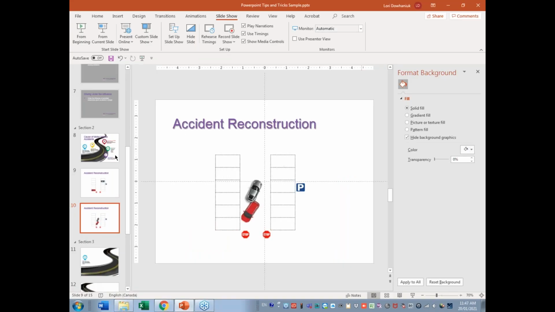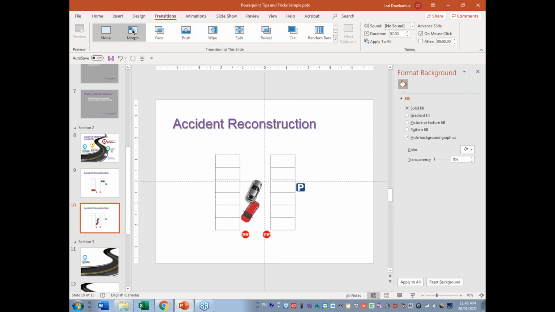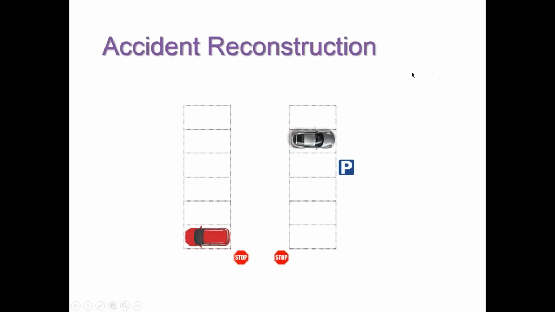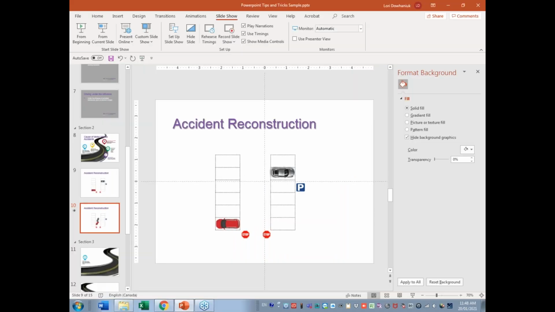But now, with slide number 10 selected, I'm going to go to transition and simply choose morph. Now when I go back to slide 9 and back to slideshow, from current slide, as soon as I click, you can see it shows the movement. I didn't have to do any special animation. All I did was morph the slide and it knew how to make them move. It becomes a really effective way of showing some animation or movement in your slides.